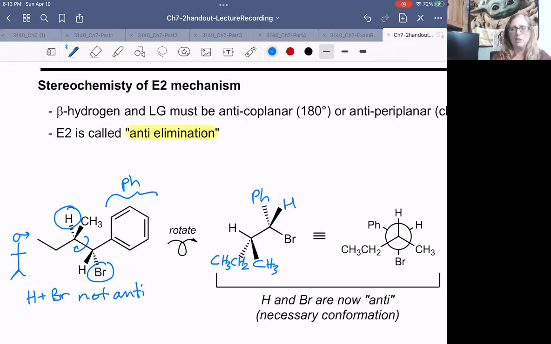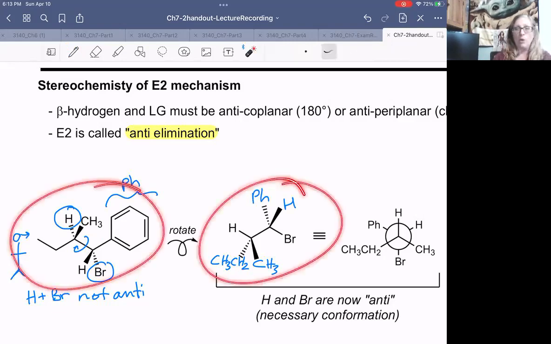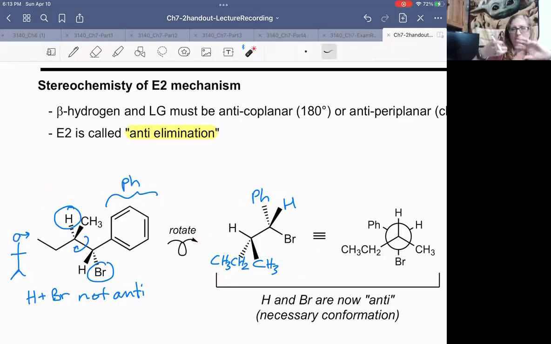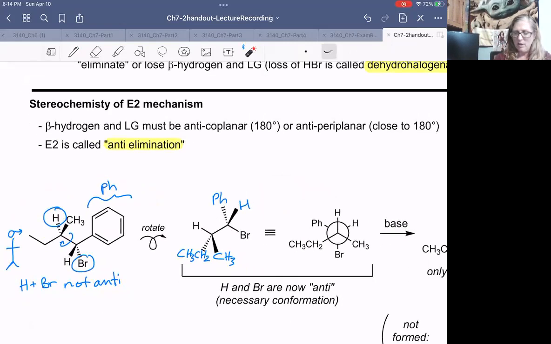So work with models a little bit, get some practice with this, convince yourself that these two structures are equivalent. I've just twisted around that bond looking at different conformations of this compound. So now that they are in the correct conformation, I'm ready to do the E2 elimination. So we're going to react it with some strong base, and we're going to look at the E2.